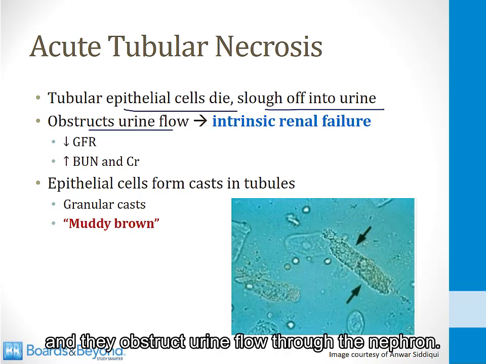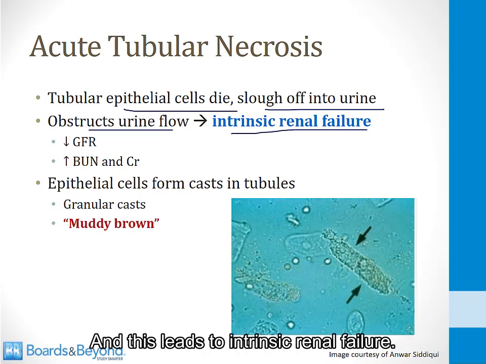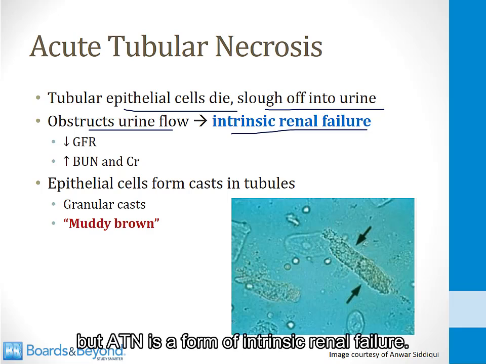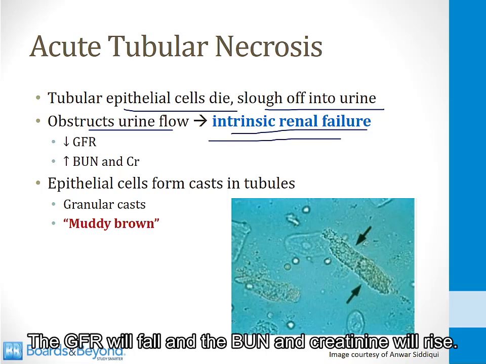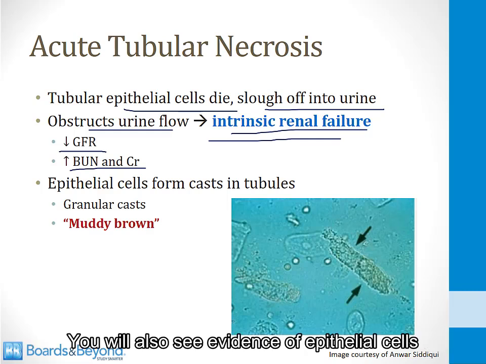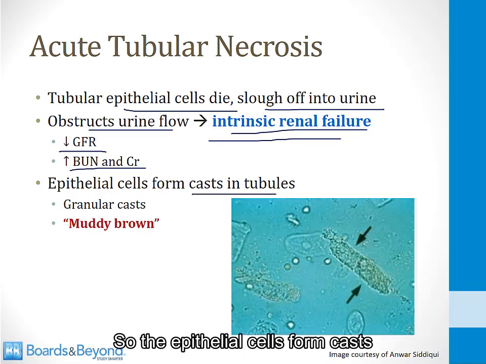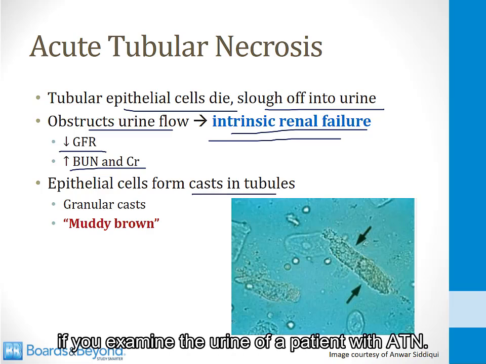In tubular necrosis, the epithelial cells die and they slough off into the urine, and they obstruct urine flow through the nephron, and this leads to intrinsic renal failure. I talk about different types of renal failure in another video, but ATN is a form of intrinsic renal failure. The GFR will fall and the BUN and creatinine will rise. You will also see evidence of epithelial cells in the tubules when you examine the urine. So the epithelial cells form casts as they move through the tubules, and you can see these if you examine the urine of a patient with ATN.